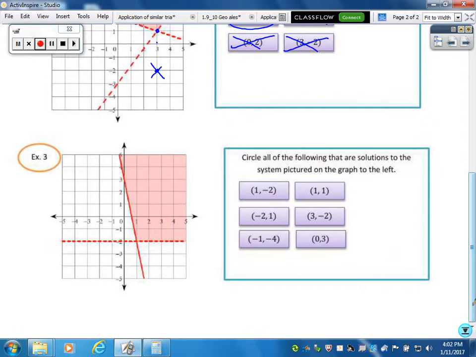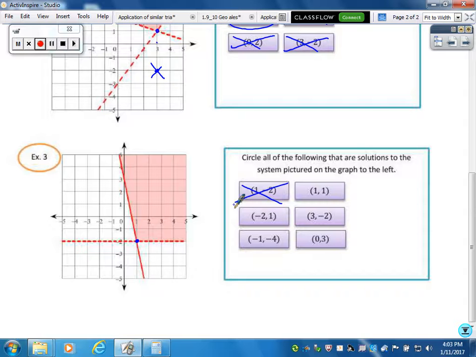All right, last one. This time I have a solid line, so it's good there, and a dashed line, so it's not good there. Let's see what we've got. First one says 1, -2. This is the toughest one on this entire page. So x is 1, y is -2. It is on a solid line on the border, but it's also on a dashed line. So it's working here, it's not working here. That means overall it's not working for the entire system. It only works for half of it.